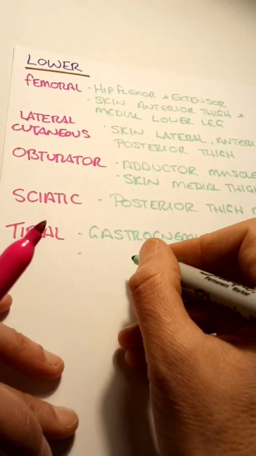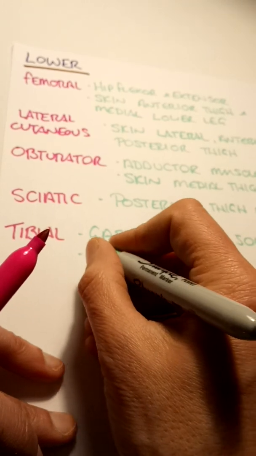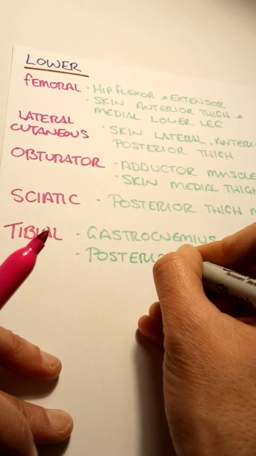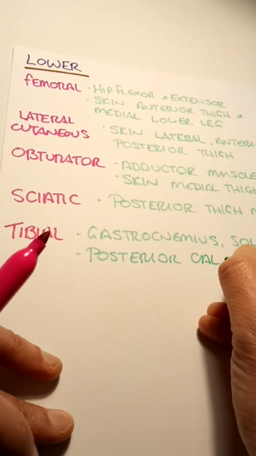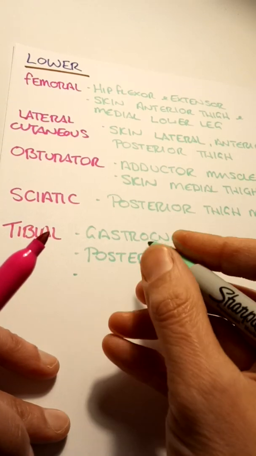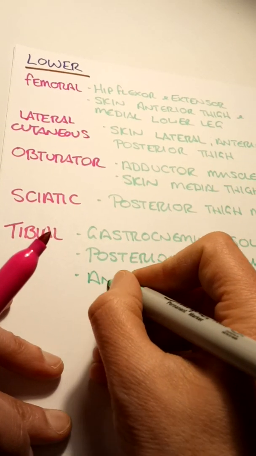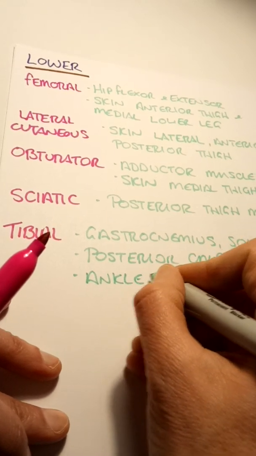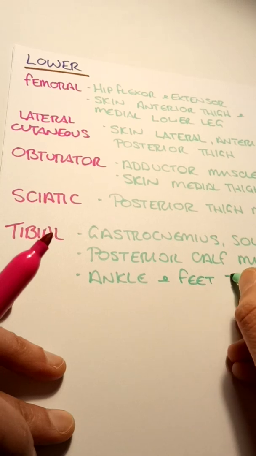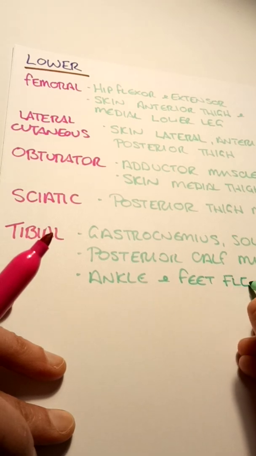Well, there must be more in there. So we're going to put that just anyway, just in case. Posterior calf muscles. Are there more than those two? I can't remember. And ankle and feet flexors.